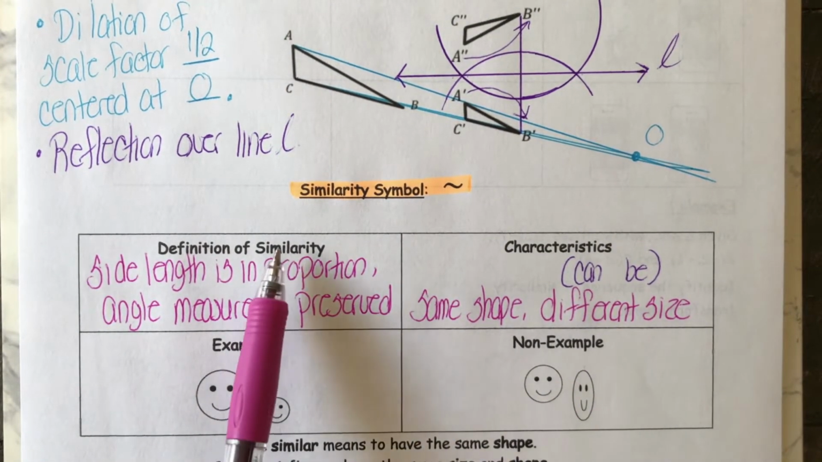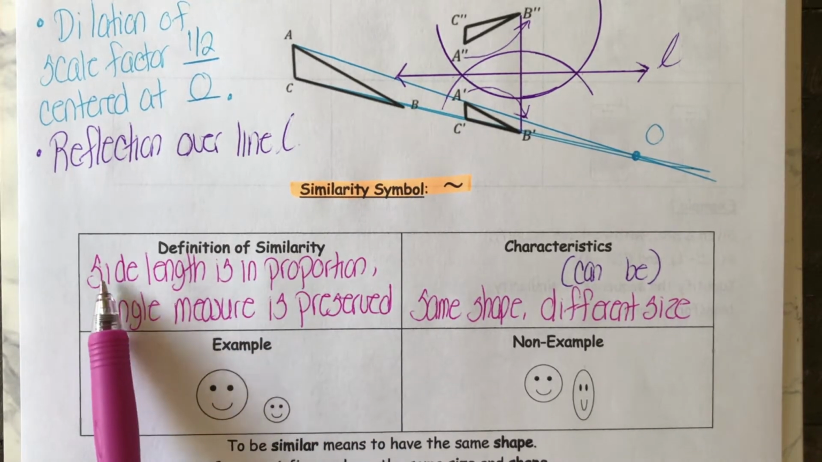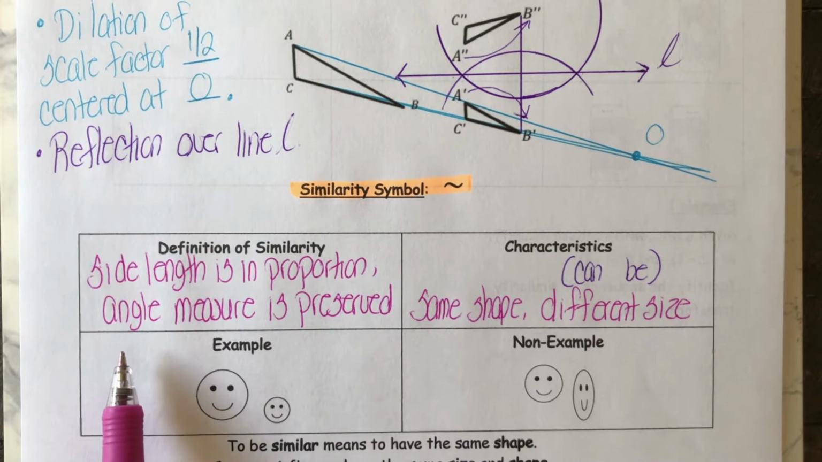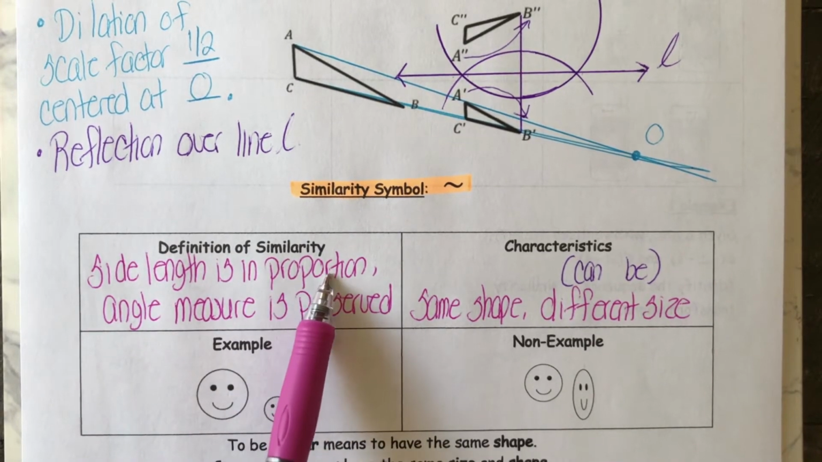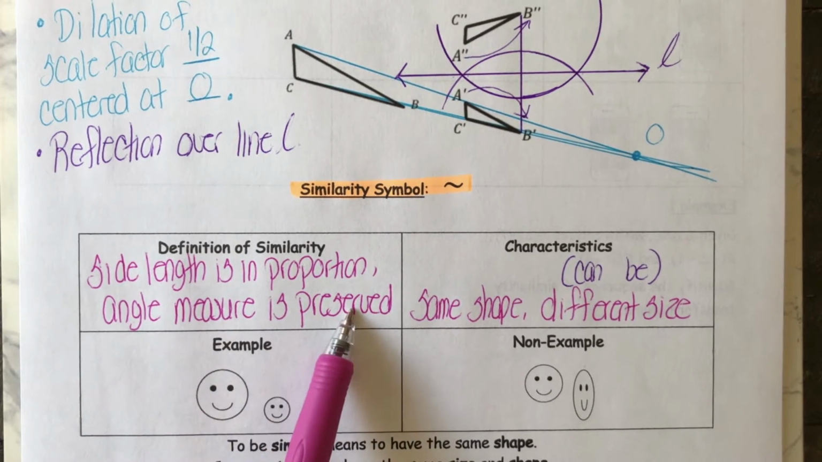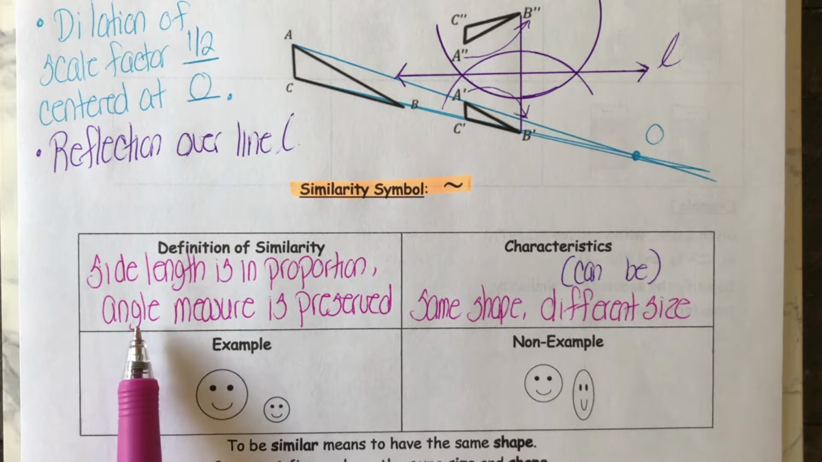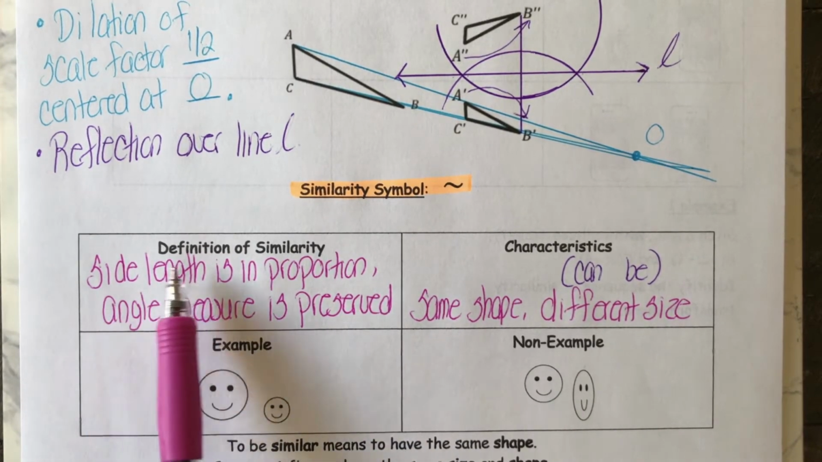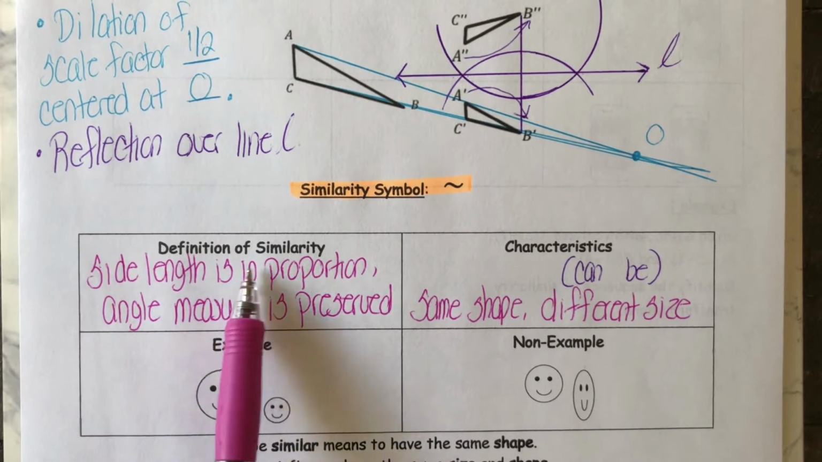So if two things are similar, that means that the side length won't be equal, because that would be congruent. The side length is in proportion. Okay, that's what makes the figure similar. But angle measure is still preserved. Okay, so whether it's a rigid motion, proving congruency, or its similarity, angle measure is preserved, but the side length is what's changing here. Side length is in proportion.